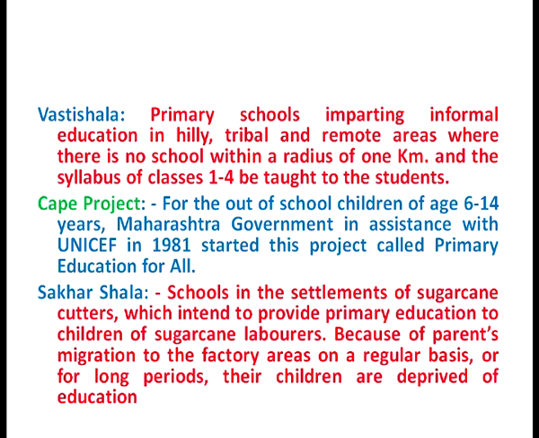These Shakhar Shalas were also known as second semester schools, because the Shakhar Shalas or the sugarcane industry doesn't operate for the whole of the year. It operates only for certain months, and after that the sugarcane industry comes to an end. So these are also called second semester schools, where education is provided to the children of sugarcane laborers for a period of 6 months. So this was the scheme for out of school children of the sugarcane laborers.